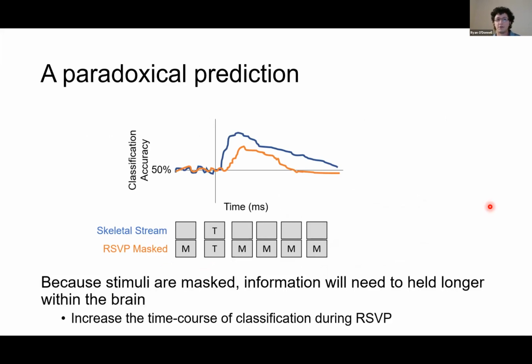However, a rather paradoxical prediction is that because the stimuli are masked and the task is more effortful and difficult to complete, information will need to be held longer within the brain. And this could actually increase the time course of classification accuracy during RSVP, as that information needs to be maintained more effectively to be able to complete the task. And so this is what we predict we would actually see in our classification analyses.